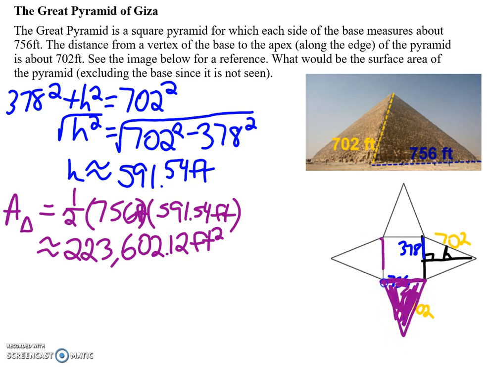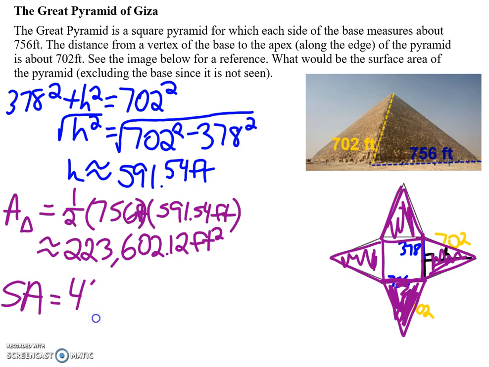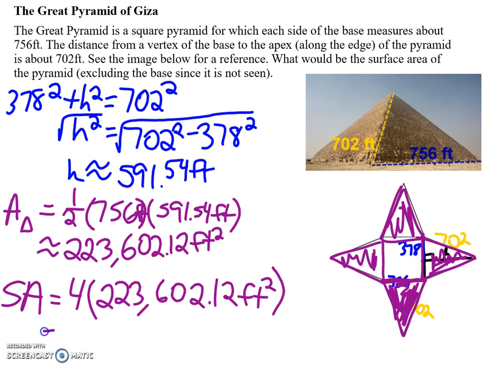But I don't want just one. I want all four. What's nice is I know, again, all four are congruent triangles. So I know that my surface area will equal 4 times the area of one triangle. So if I multiply that area of the one triangle by 4, I'm going to use the approximate symbols here, that gives me approximately 894,408.5 square feet. And that's approximately the surface area of the Great Pyramid of Giza.